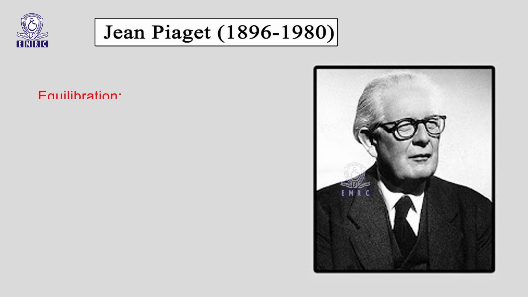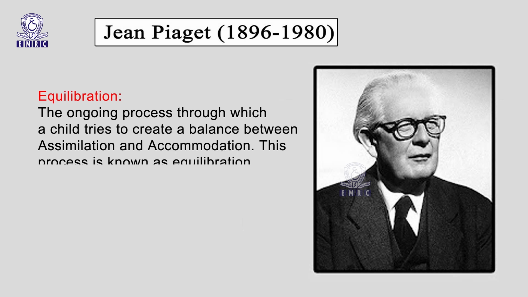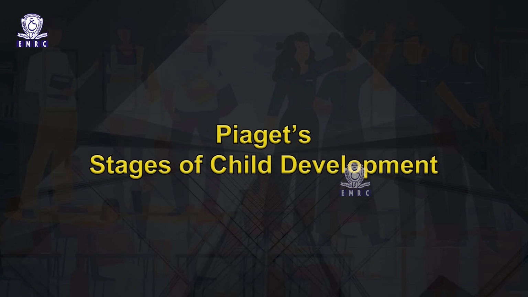Then the next important concept is equilibration. The ongoing process through which a child tries to create a balance between assimilation and accommodation is known as equilibration. This process, as I told you, is equilibration. Now next, let us talk about Piaget's stages of child development.